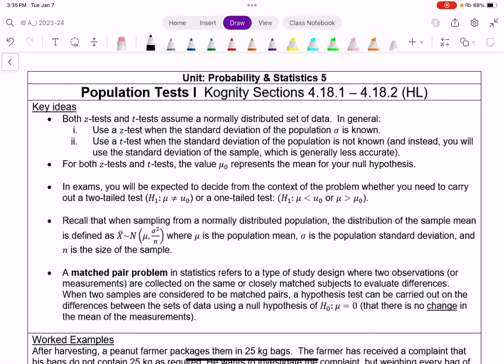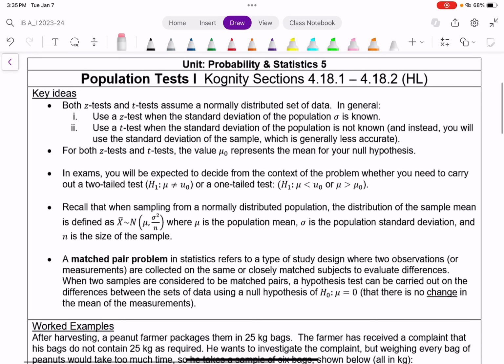All right, so for this first lesson looking at population tests, the main focus is understanding what a Z test and a T test are, how they're similar or different from one another, and when to use them. In general, both these tests are for making conclusions about a population based on its sample. Depending on what we know about the population determines if we want to use a Z test or a T test. If we know the standard deviation of the population, we'll use a Z test. If we don't know the standard deviation of a population, we'll use a T test, and we'll base it on the standard deviation of the sample, which is generally not as reliable.